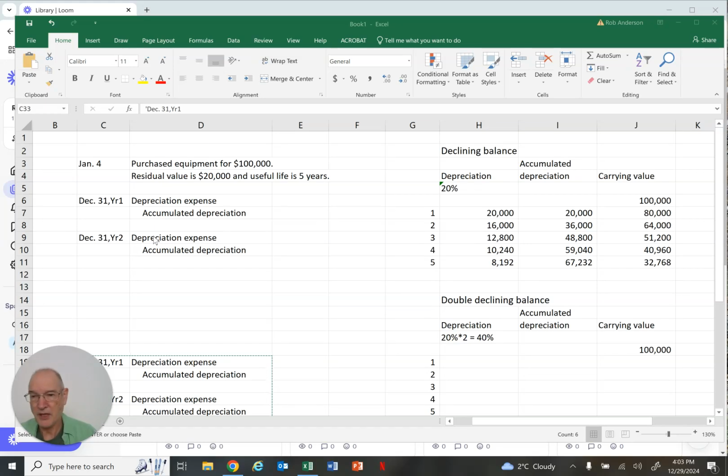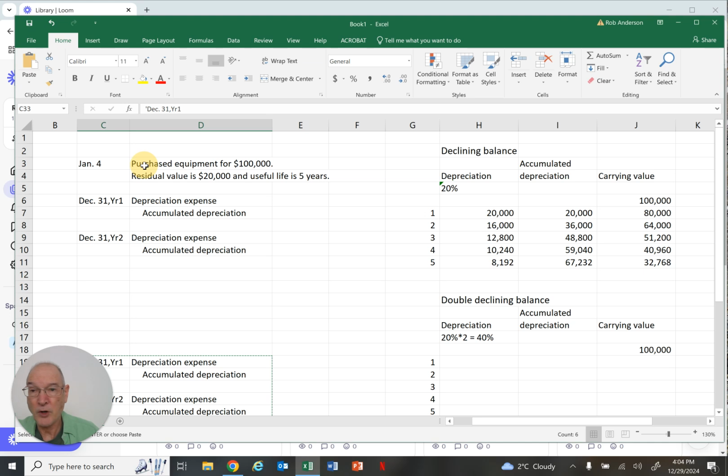Hi students, in this video we're going to look at the declining balance method of depreciation. So we've already looked at straight line depreciation. This one is a slightly bit more complicated to figure out, but still not bad at all. So let's look at our transaction.